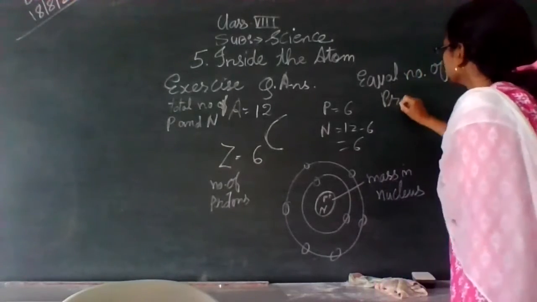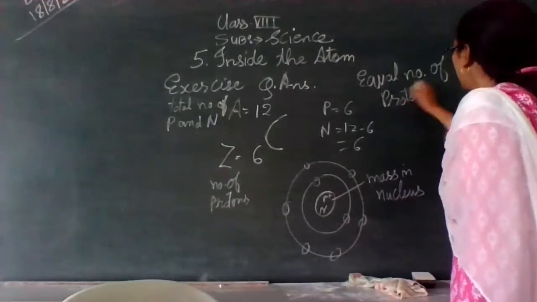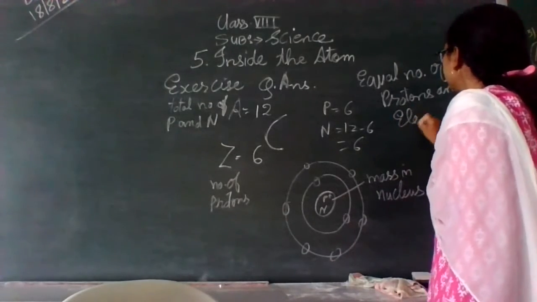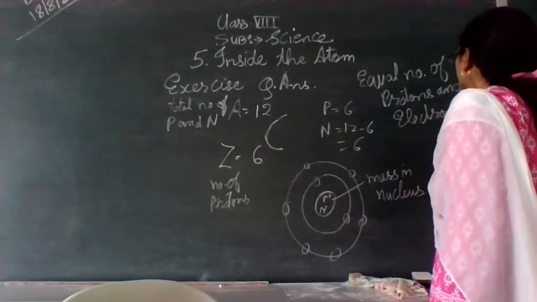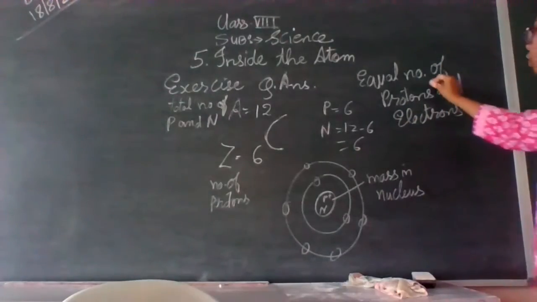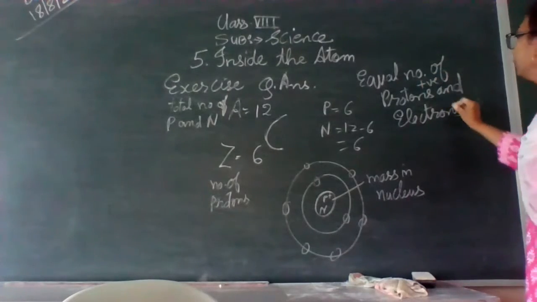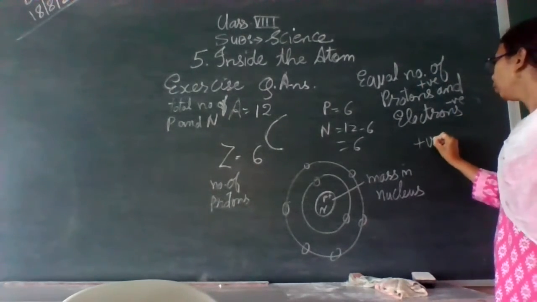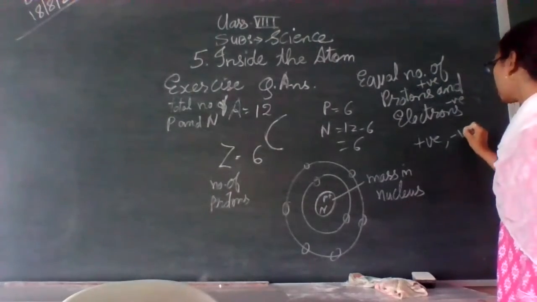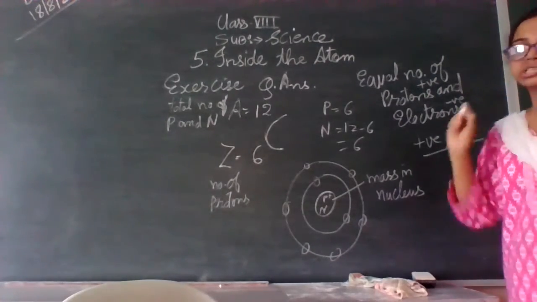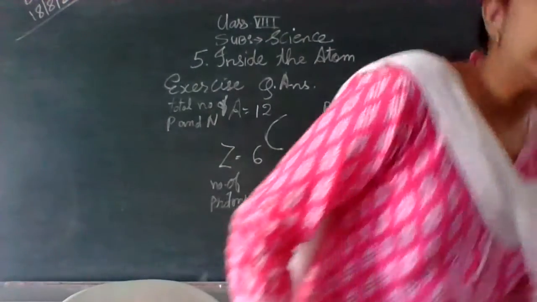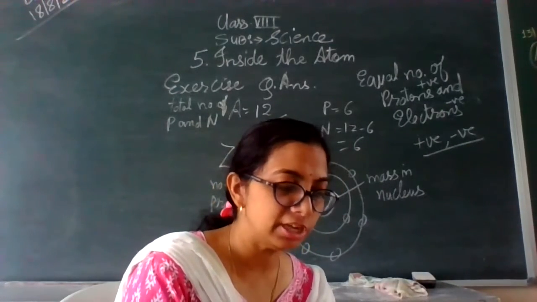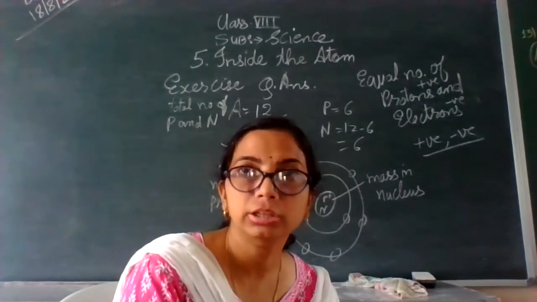When an equal number of protons and electrons are there, protons are positive and electrons are negative. These positive and negative charges neutralize each other as they are equal in number. And that's why the atom is electrically neutral.